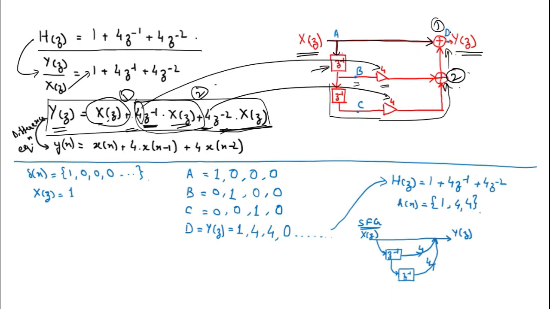So at this point, location D, what is happening? X(z) is directly coming here, plus 4 multiplied by input is coming over here, 4 multiplied by X(z) with only one delay, plus 4 multiplied by X(z). So before coming to this point, we have two delays, minus 2.